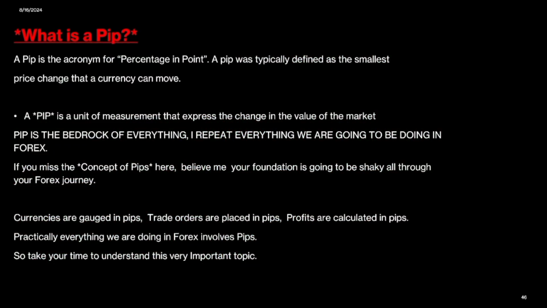So what is a pip? Pip is the acronym for percentage in points. A pip was typically defined as the smallest price change that the currency can move. A pip is a unit of measurement that expresses the change in value of the market.